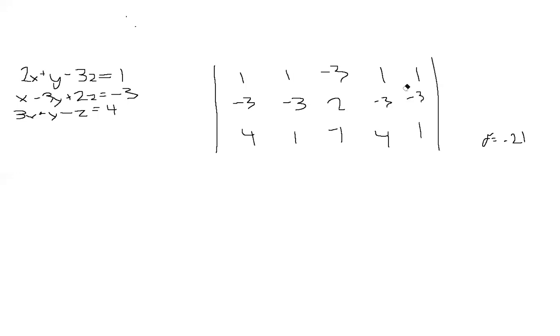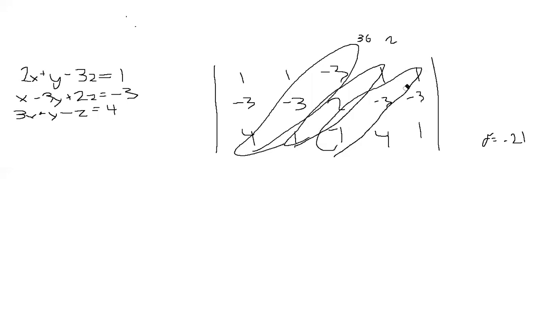Okay, and then we're going to have to multiply again. So that's 4 times -3 times -3. That's 36. 1 times 2 times 1, 2. -1 times -3 times 1 is 3.